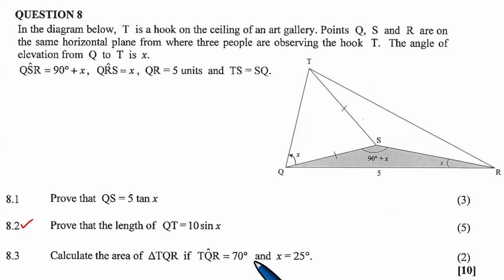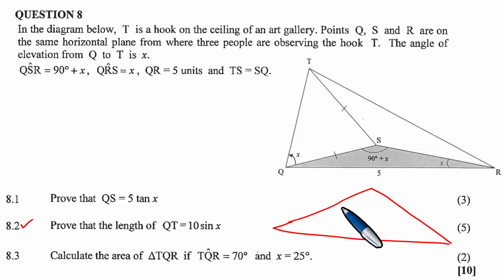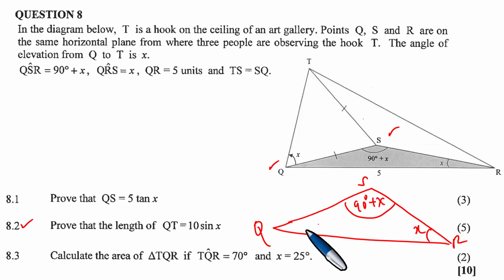I'm giving you a chance to try 8.2. QT is 10 sine x. But look, we have the base triangle that is sort of at ground level. Q is this one, S and R. This angle is 90 degrees plus x. This one is x. We want to prove that the length of QT is 10 sine x.